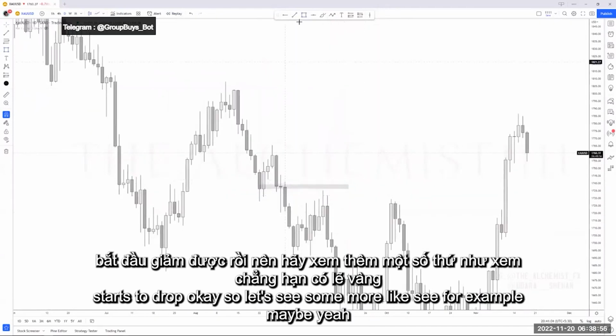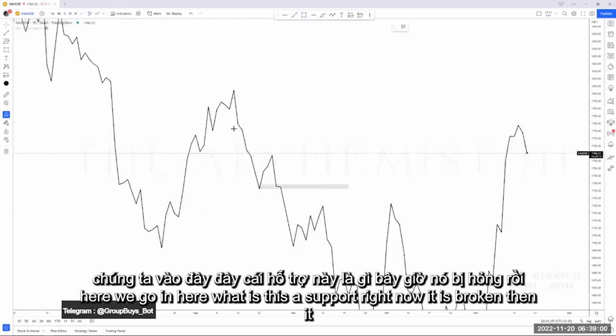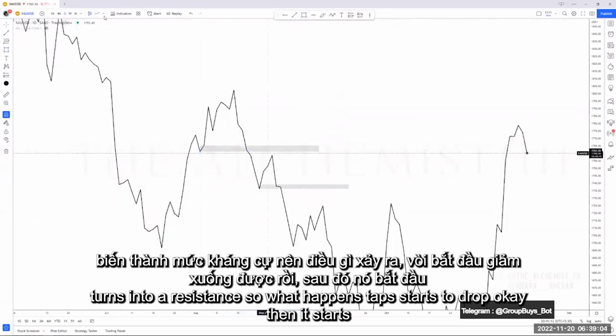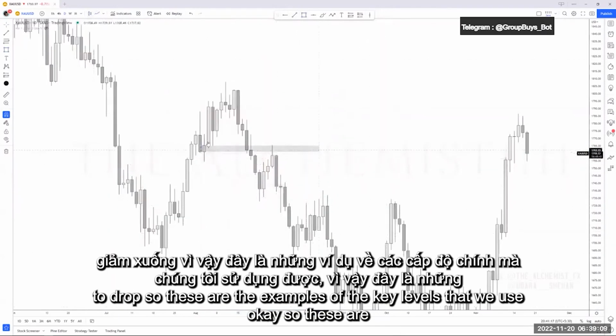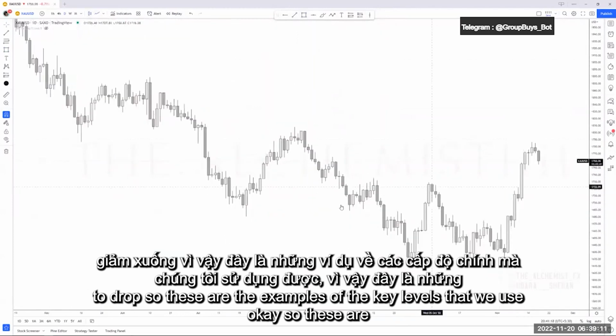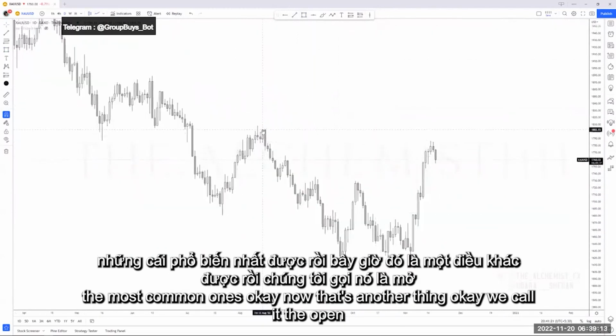Okay, so let's see some more. Like, see, for example, maybe, here we go. In here. What is this? A support, right? Now it is broken, then it turns into a resistance. So what happens? It taps, then it starts to drop. So these are the examples of the key levels that we use. These are the most common ones.